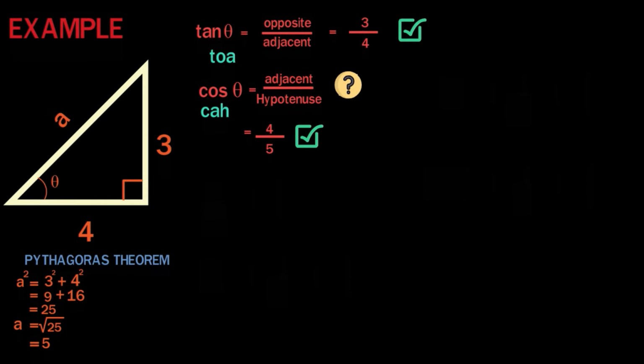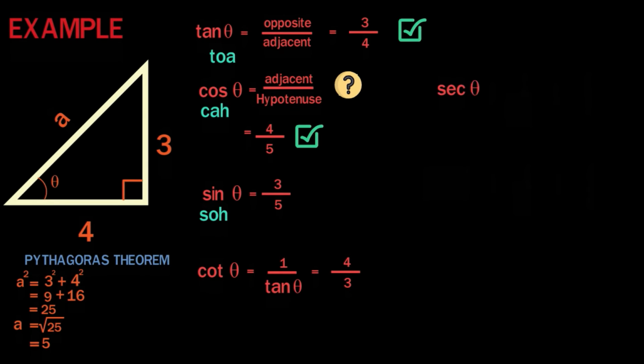Let's say now we have sine theta. So we remember that for sine we use SOH, S-O-H. So opposite of the angle is 3 and hypotenuse is 5. So we have 3 over 5. So now let's say we want to find out what is cotangent. So we know that is 1 over tangent. So 1 over tangent is equal to 4 over 3. So exactly the opposite of this.